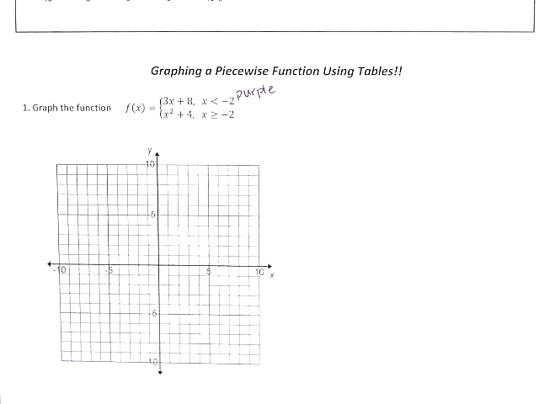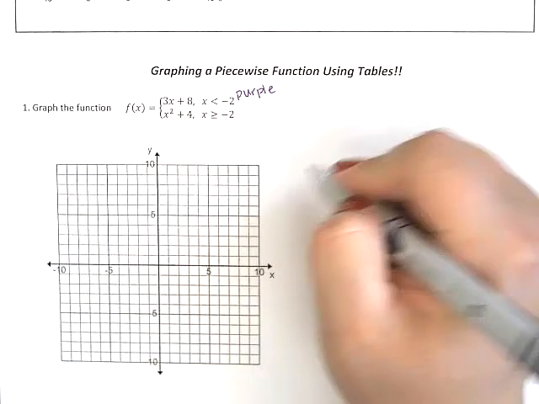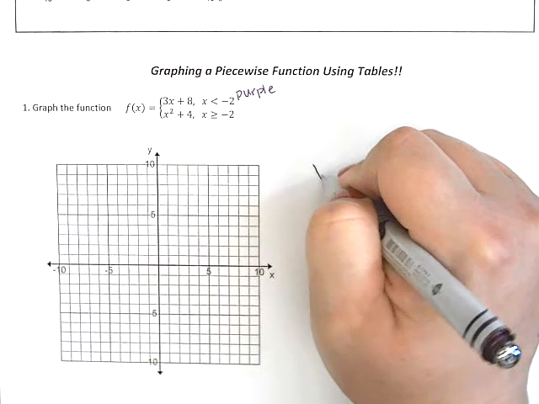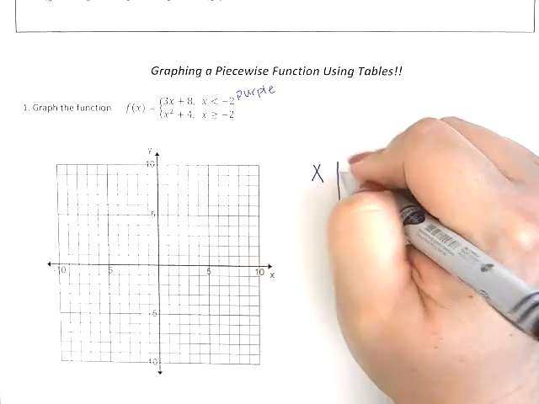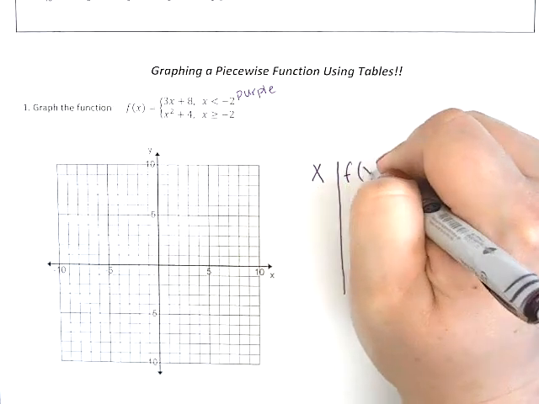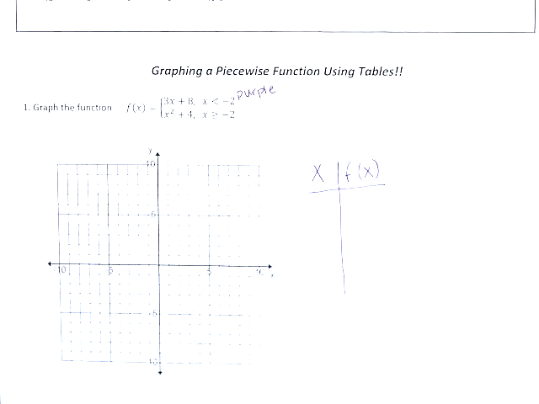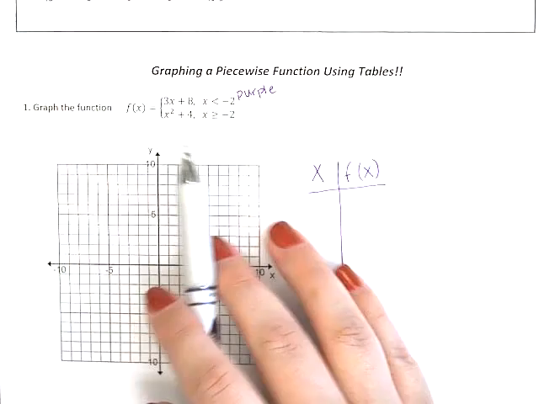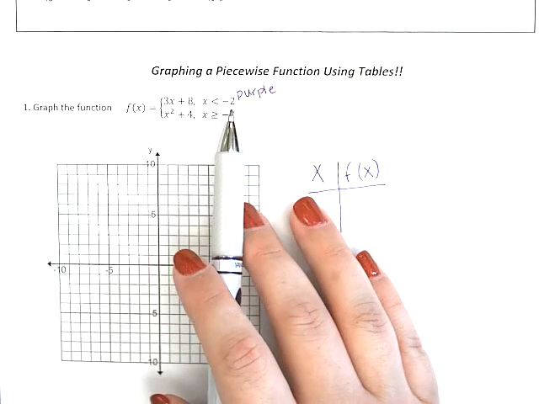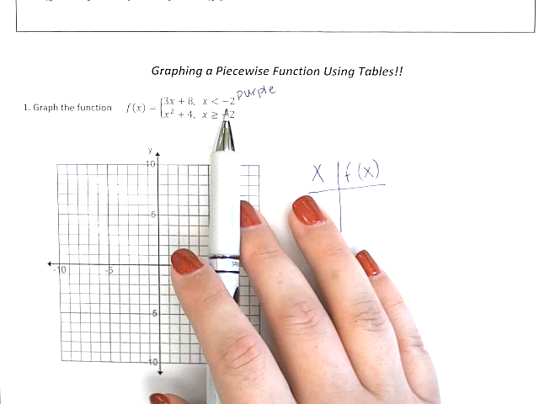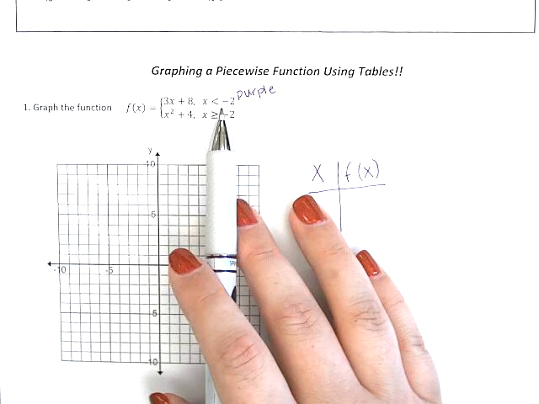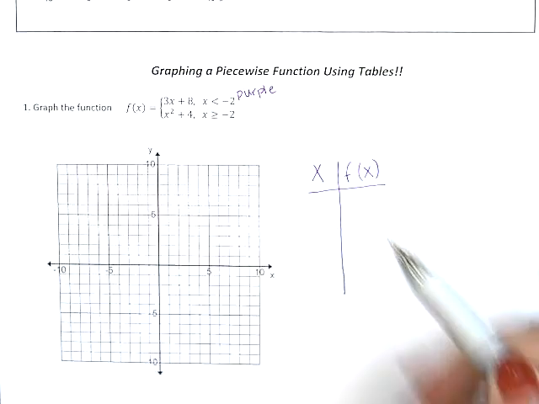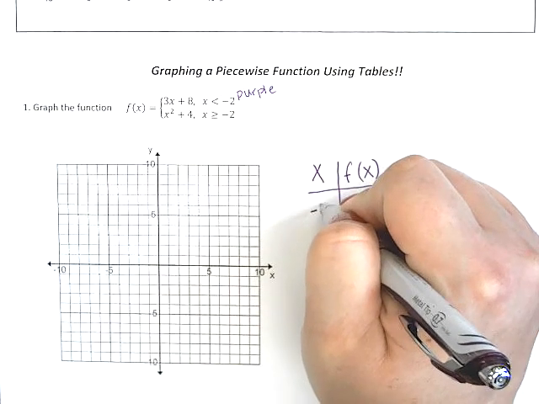So, the first thing we're going to do, we're going to make our table of values. So x and f of x. Alright, and the domain says that x is less than -2. So most people want to start with -3 then, because that's the biggest whole number that's less than -2. But we don't want to skip -2. It's going to actually be a part of our table.